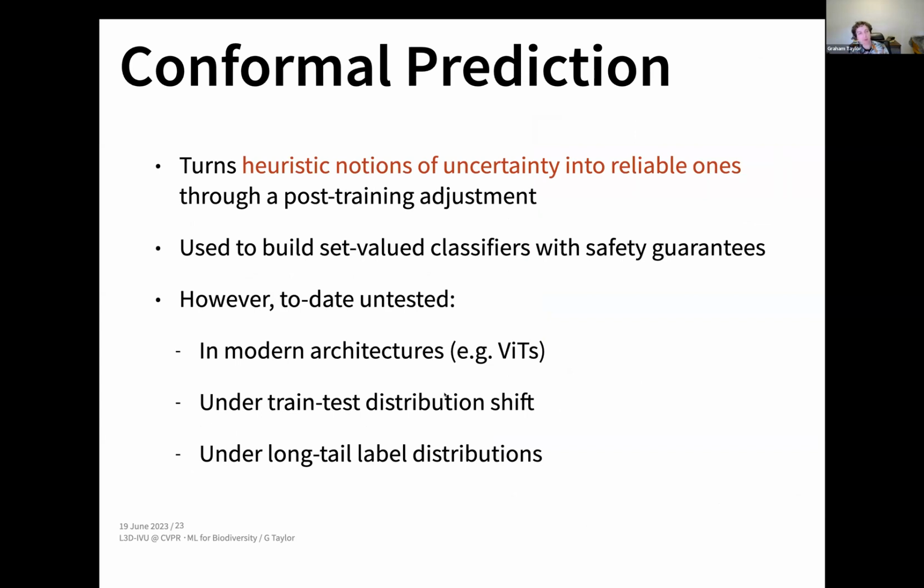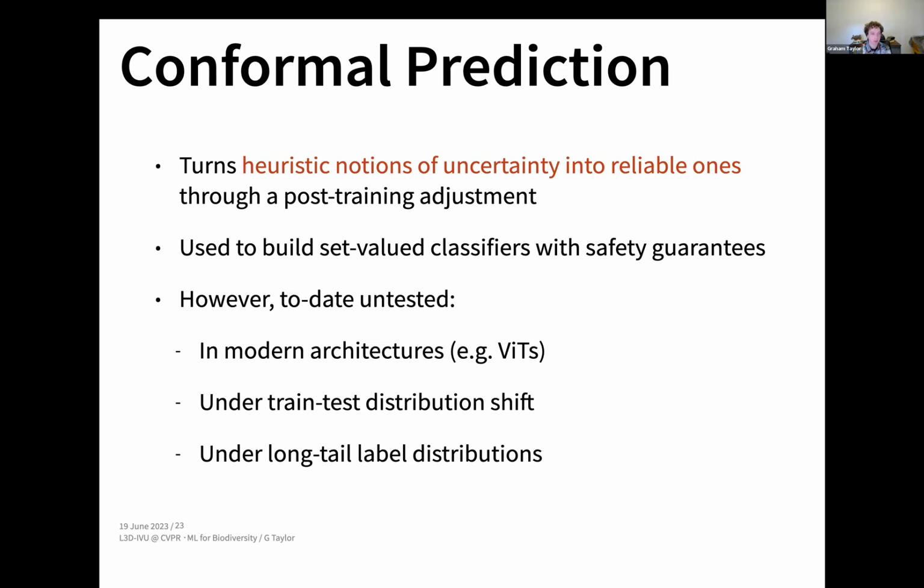So in the frequentist statistics community, there's also been a set of methods called conformal prediction emerge. And these methods turn heuristic notions of uncertainty into more reliable ones through a post-training or post-hoc adjustment, similar to the methods that we explored earlier for set-valued classification. And these can be used to build set-valued classifiers that have these safety guarantees, something called coverage, basically one minus this risk that your ground truth label is not contained in your sets on average. And the CP methods can be used to build these set-valued classifiers, but the framework is actually more general than that. So they can be used for other tasks, including regression and time series prediction.